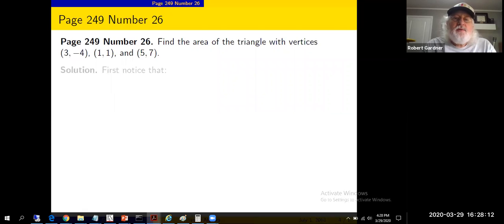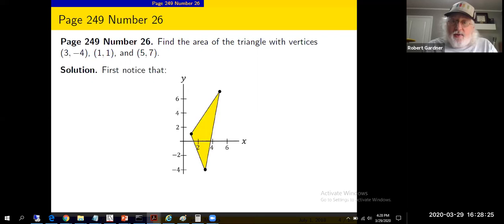How about this? Find the area of the triangle with vertices (3, -4), (1, 1), and (5, 7). Okay, well, we're still in R2. These are points in the Cartesian plane. Here they are in a reasonably good scale drawing, and in yellow is the triangle we're looking for the area of. It doesn't look like a right triangle, so finding the area could be a challenge.